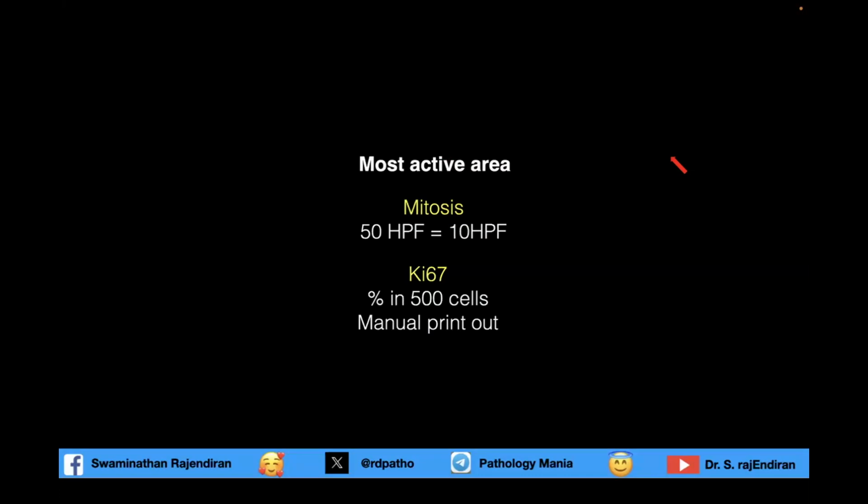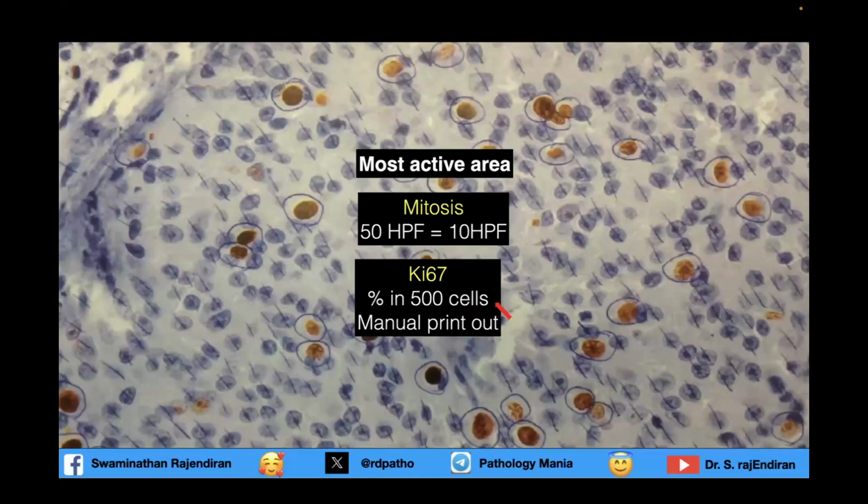So when you are starting the mitotic count, you have to go to the most active area and you have to calculate 50 high power fields, but now they are telling in millimeter square. And when you count for 50 high power fields, then you divide by 5 and make it into 10 high power fields. Ki67, you have to count in 500 cells. What they do is they manually print out the tumor, and then count all the Ki67 positive cells, and calculate the negative cells in the background, and thus they come up with the percentage.